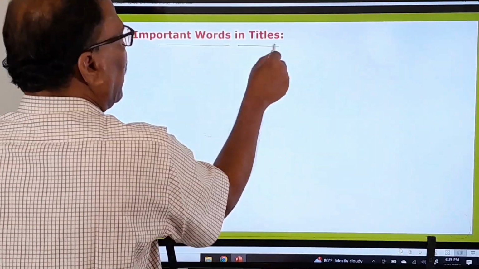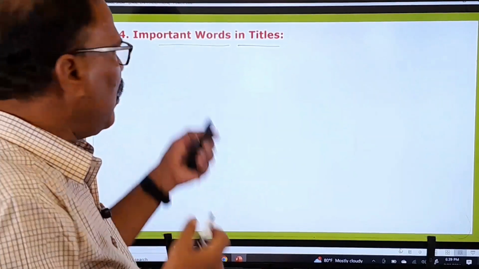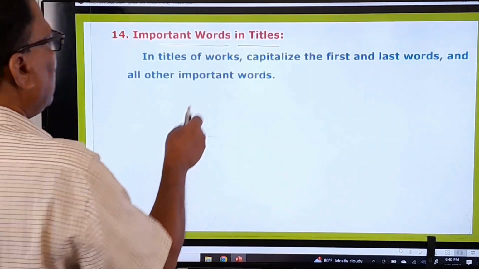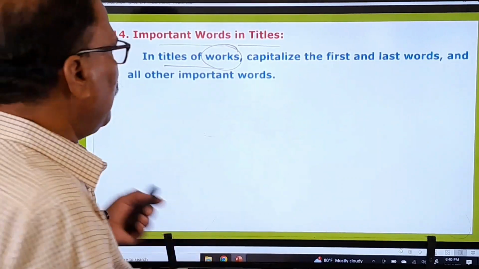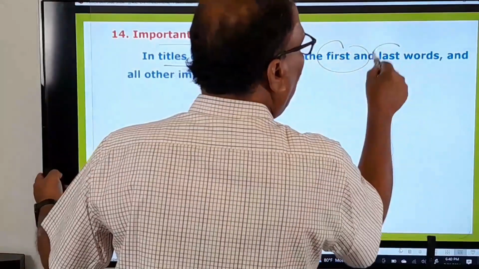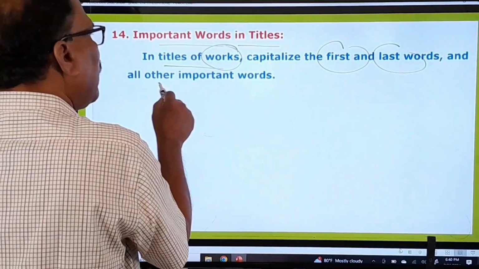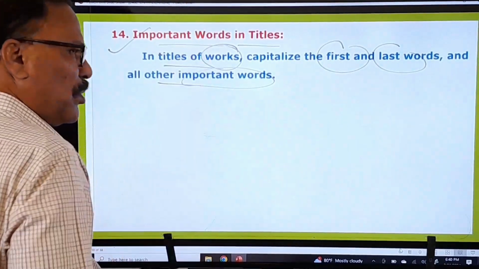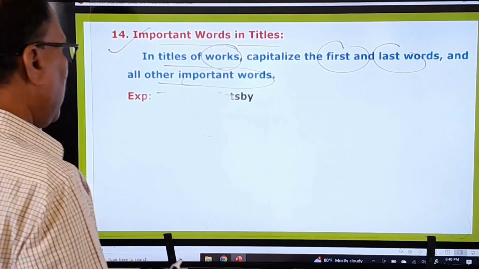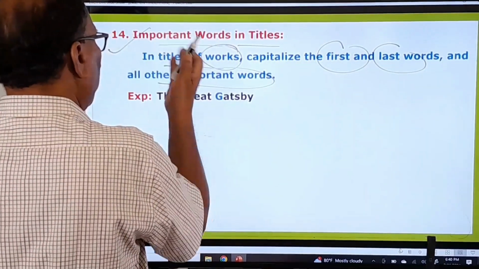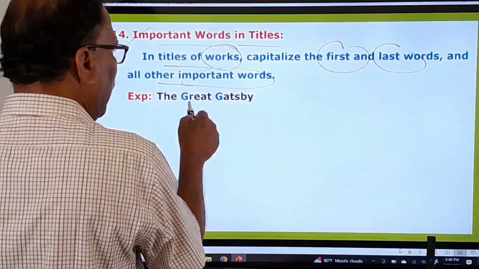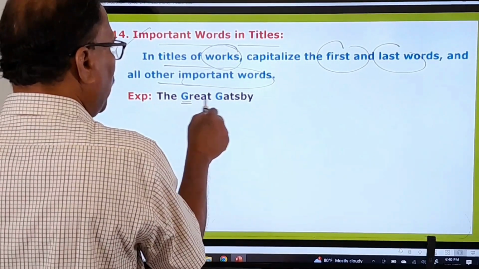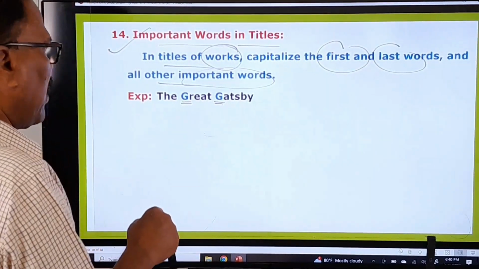Important words in titles. I think I have told you about this already. In titles of works, meaning literary works or articles, whatever it is, capitalize the first and the last words and all other important words. Here again it is given; I mentioned it again by mistake. The Great Gatsby. Here G is capitalized, and Gatsby is also capitalized.